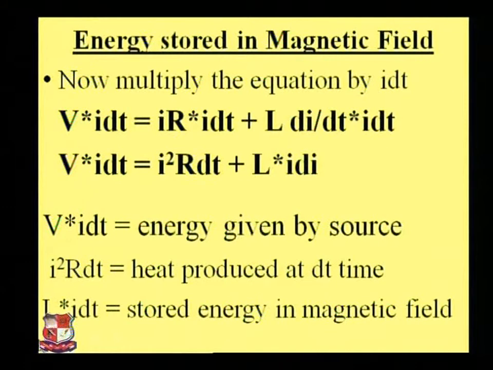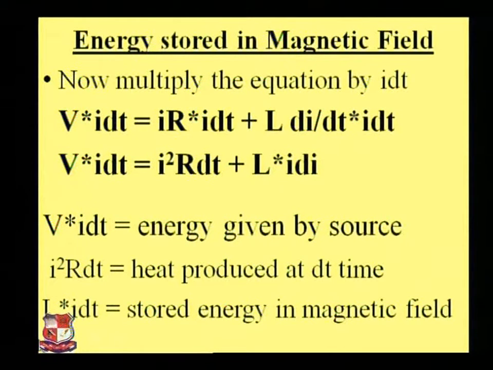Now multiply the equation by I dt, both the left side and the right side. So V into I dt equals IR into I dt, plus L di by dt into I dt. Now you can write V I dt equals I square R dt plus L I di, because dt and dt cancel out, so you get L into I into di.